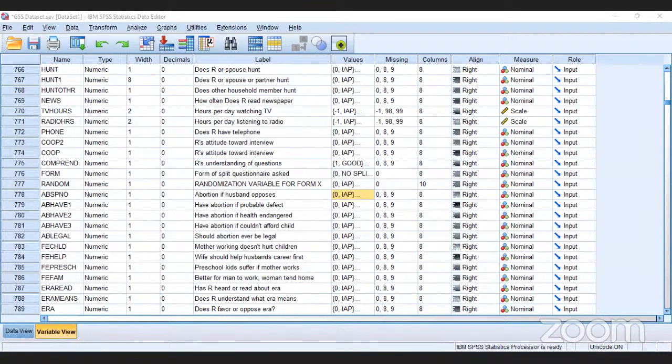The next question says, have an abortion if health is endangered. The opinion now changes to 82% who agree that people should. Let's go on: have an abortion if couldn't afford a child. People don't think that you should. It's not enough reason, that you are not able to afford the needs of the child. Which family members? How many children have you taken?